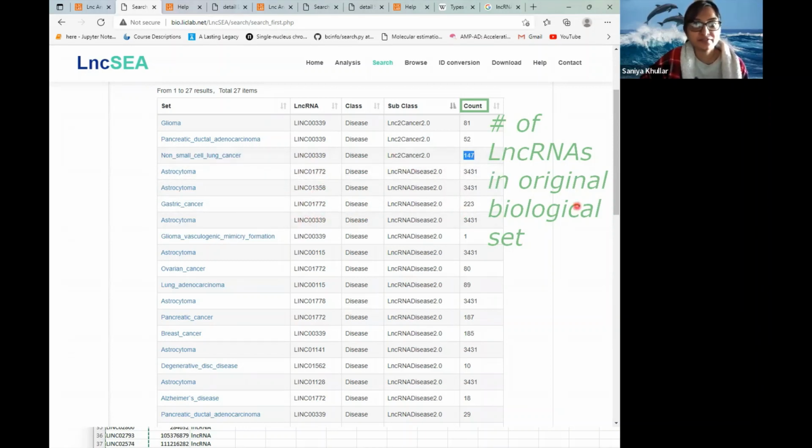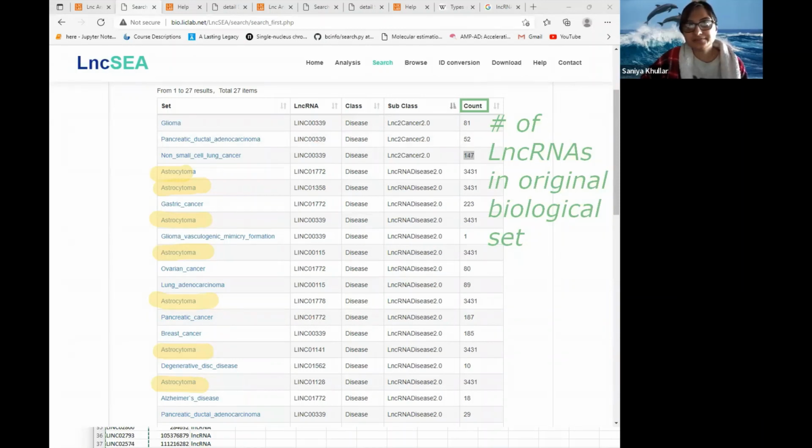Also this one here, astrocytoma. So we can already see that quite a few are involved in astrocytoma. Quite a few are involved with that, which already has like 3,431. So quite a few different lincRNAs are involved with that. So we can see the diseases that they are involved with and what subclasses.